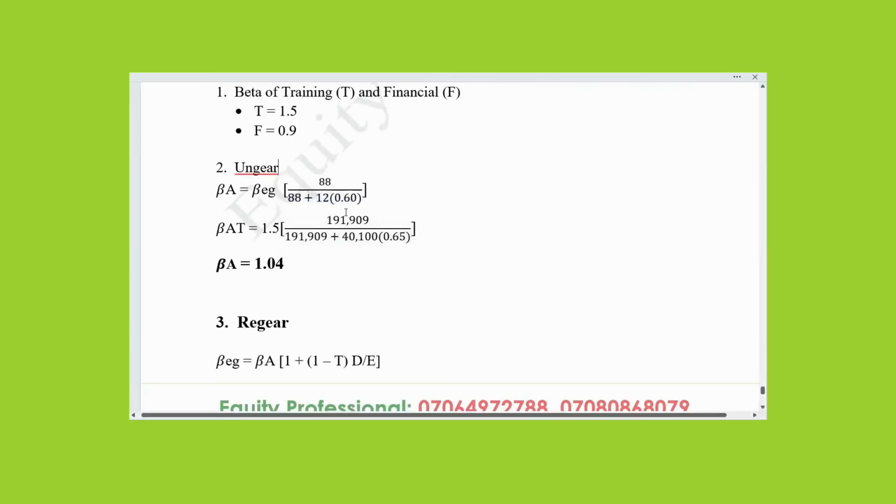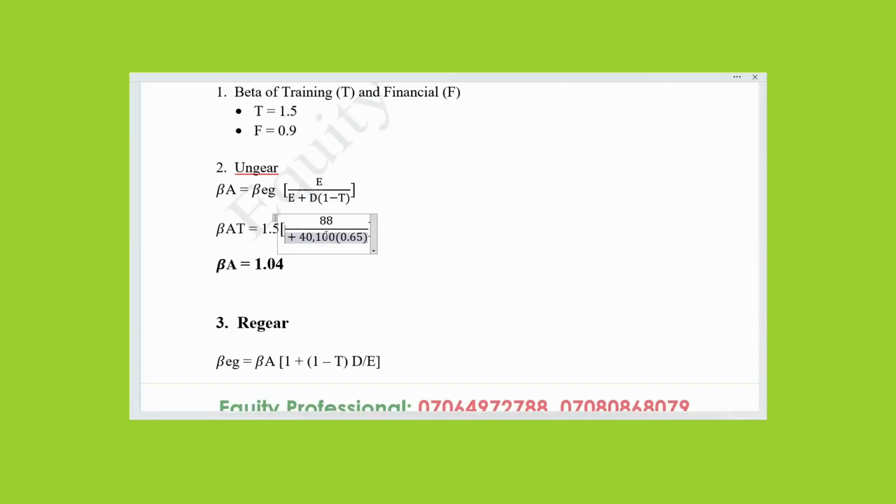Oh, sorry. I used the wrong one, that one is meant for the other formula. I'm supposed to use this one. 88 divided by 88 divided by 88.